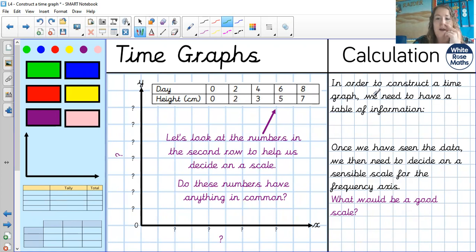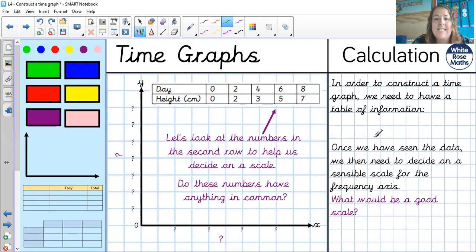So it says here on the right-hand side, before I look too much at the data, in order to construct a time graph, we need to have a table of information. So we've got that now. Then, once we have seen this data, we need to decide on a sensible scale for frequency on the frequency axis. So we know on a lot of them, the frequency axis is going to be on the y-axis.